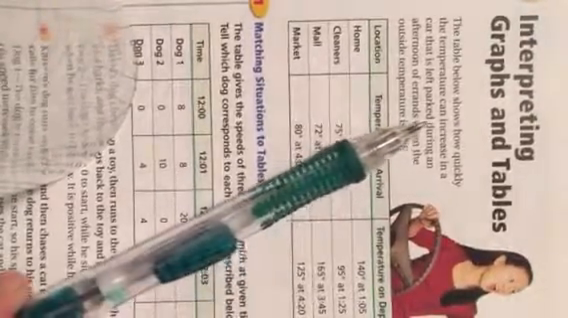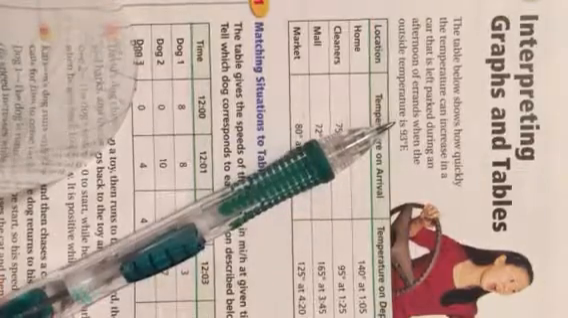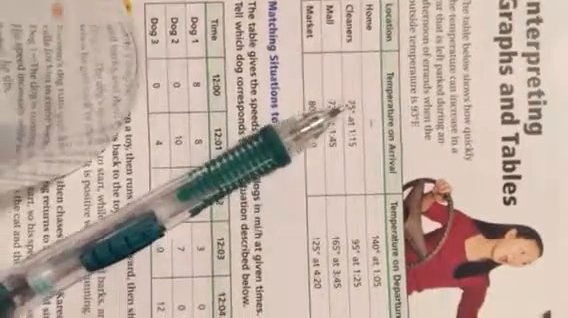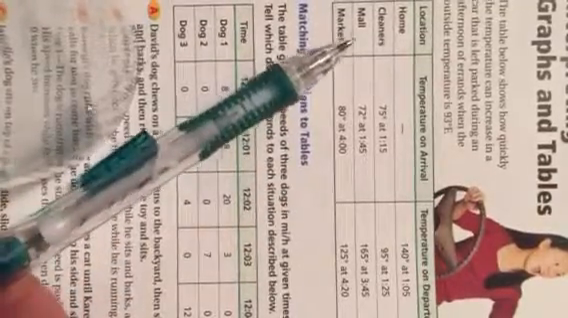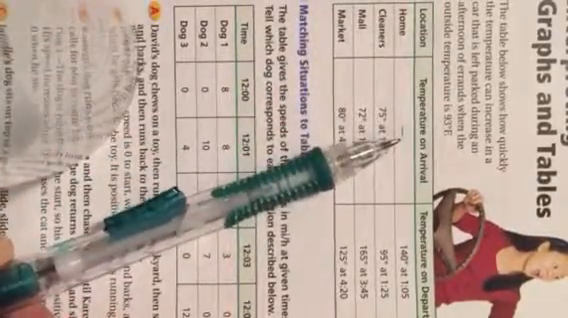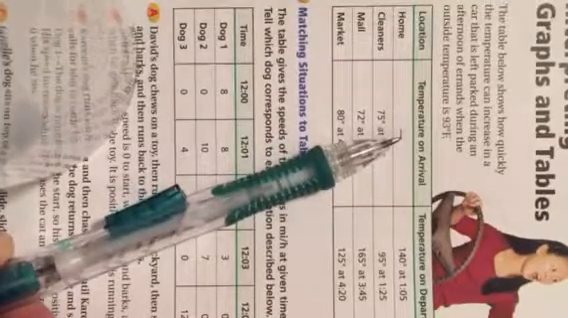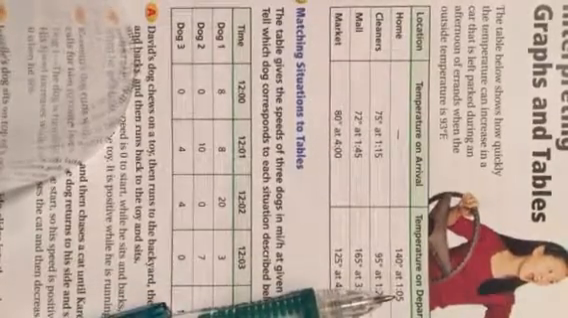The table below shows how quickly the temperature can increase in a car that's left parked during an afternoon of errands when the outside temperature is 93 degrees Fahrenheit. So let's practice reading a table. I'm going to show you as much of it as I can on my phone screen, but you should have your book open. The temperature on arrival, well, we're at home, so we don't have an arrival temperature. But on departure, it's 140 degrees at 1:05 in the afternoon.